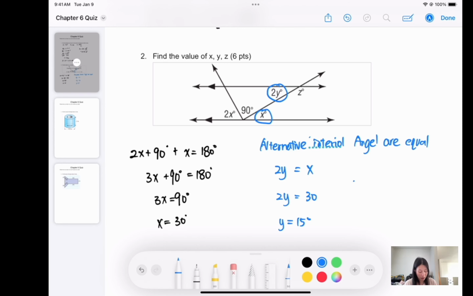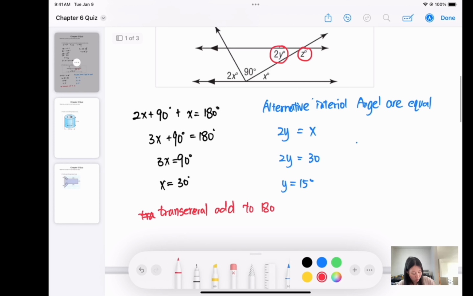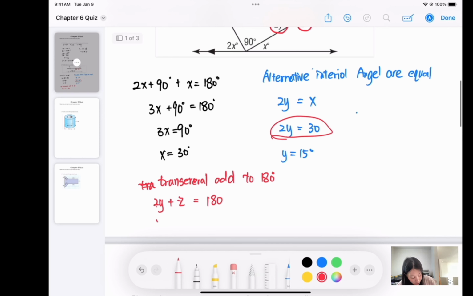The next is z. z and 2y are on the transversal. That means they're on the same line, so when we add them up together, it's equal to 118 degrees. With that, we have 2y plus z equals 180. And we found out that 2y earlier is equal to 13 degrees. So we can substitute 2y equal to 13. Then we can find z is equal to 150 degrees. So that would be number 2.